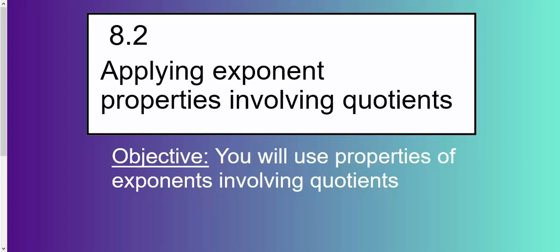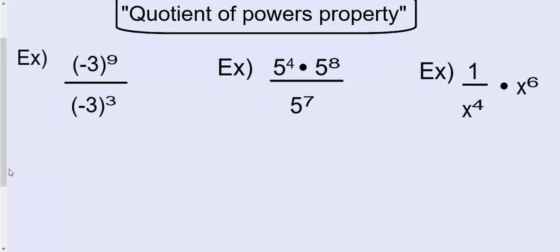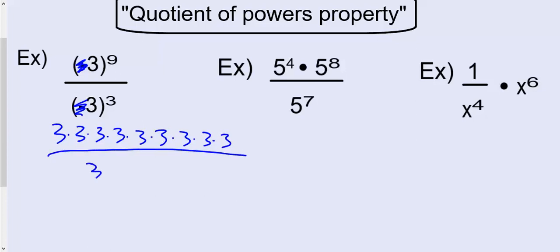Okay, let's get into exponents with quotients or division. We're going to be learning some new techniques today, and again, I'm going to focus on expanded form. So the first one, I'm just going to write this out. I'm actually going to change this question to positive 3 and positive 3. We have 3 times itself 9 times, and then we have 3 times itself 3 times.